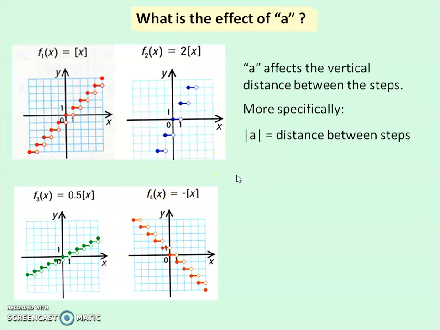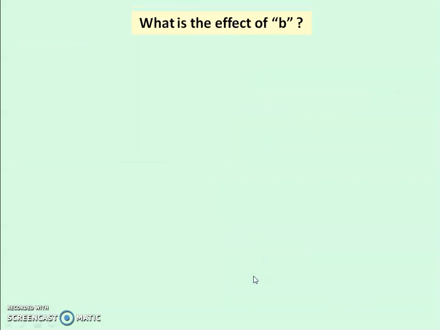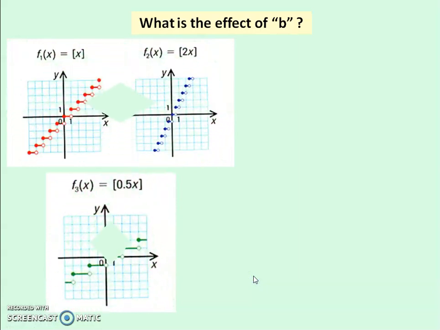But what we say is that the actual distance, the vertical distance between the steps, is the absolute value of a. The distance between the steps is the numerical value of a, but it doesn't matter if it's positive or negative. So in this case, where I had a negative 1, it really meant that the distance between the steps was 1. So we'll talk about what that negative means in just a minute again.